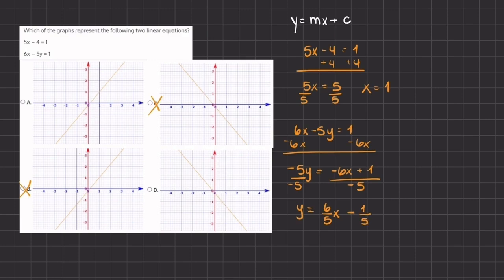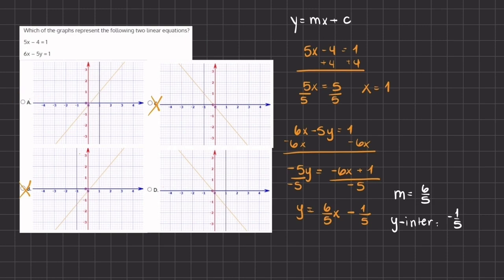All right, so now according to our point-slope form, our slope, our m, is going to be 6 divided by 5, and our y-intercept is going to be -1/5. So we have -1/5 here. All right, so now if we take a look at our two options for our graph, we have either option A or option D.